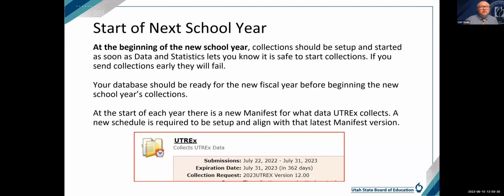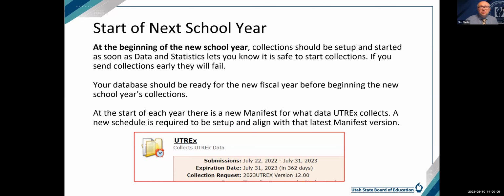Your database should be ready for the new fiscal year before beginning the new school year's collections. At the start of each year, there is a new manifest for what data UTREX collects. A new schedule is required to be set up and align with the latest manifest version. As you can see on the screenshot here, we've got a submission date of July 2022, school year 2022, and the expiration ends July 31st of 2023.